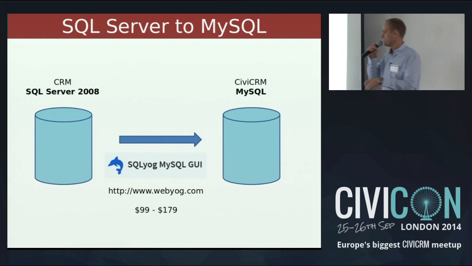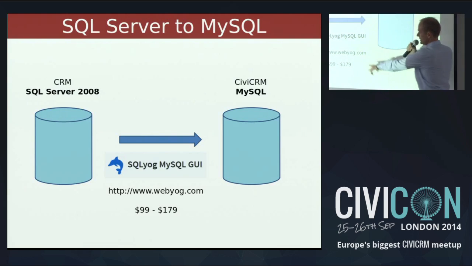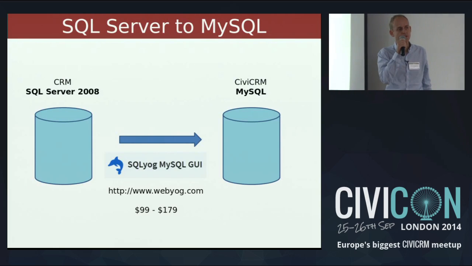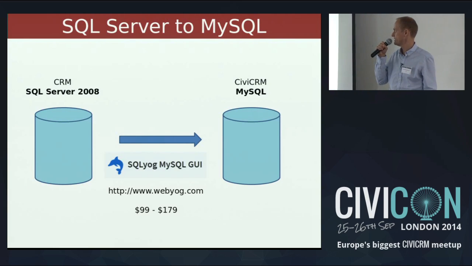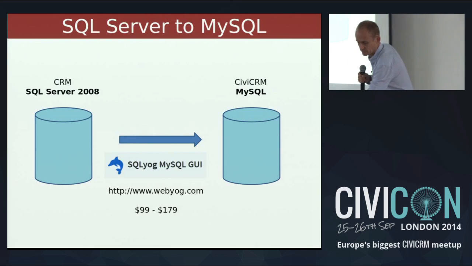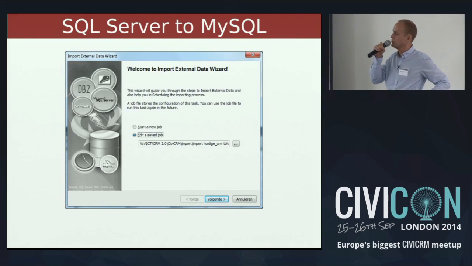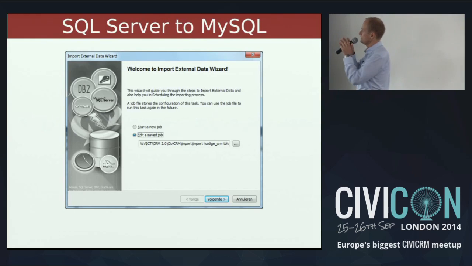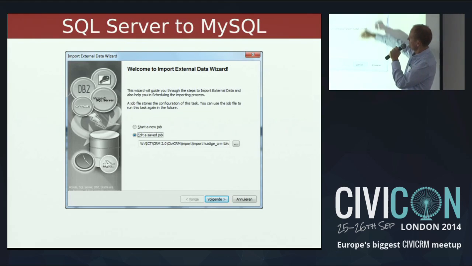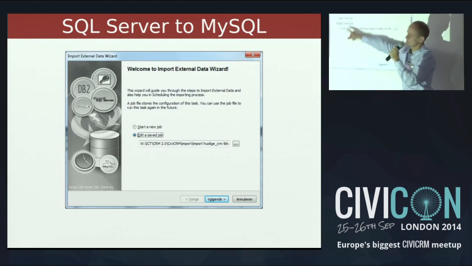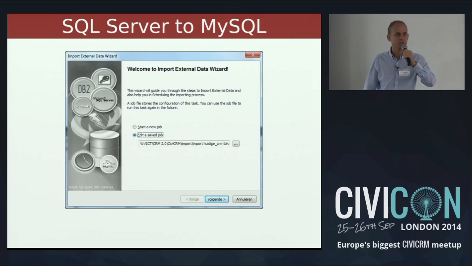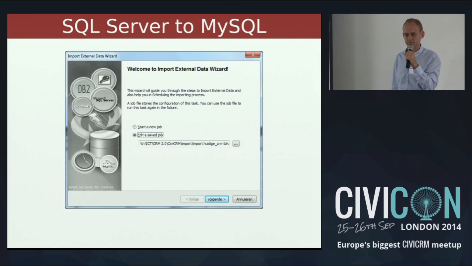And I don't have any connection with the company, but we like that tool. It's a small fee, it costs about $100, but it's really helpful if you need to copy data from one database to another. And the interesting part of SQL Yog is that there is a wizard where you can define which tables you want to import. And you define it by the import external data wizard. And you can save these steps as a job. And then when you want to rerun the job again, you just select the file, you click next, and then it's imported.